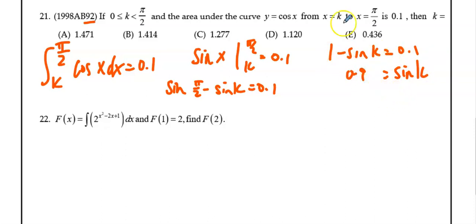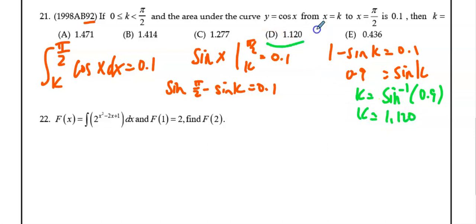And so guys, I know you know this, but when I was going through the questions here, I want to make sure you know that in order to find theta k, you have to use the inverse trig, and that's why you need the calculator. So the inverse trig of this function, the arc sine of 0.9, and you're going to get that this is approximately equal to 1.120.